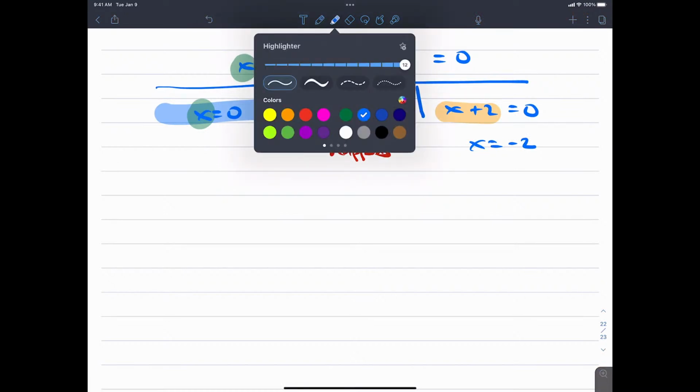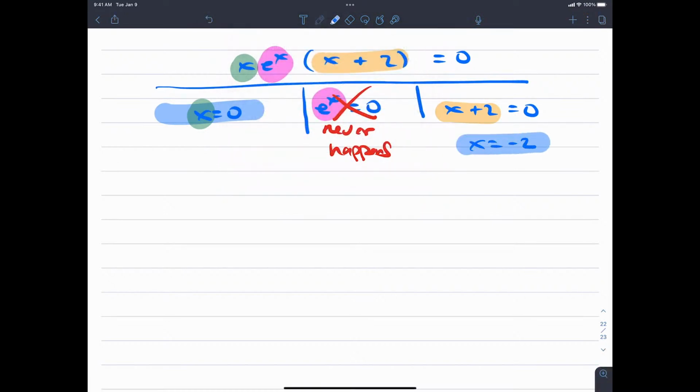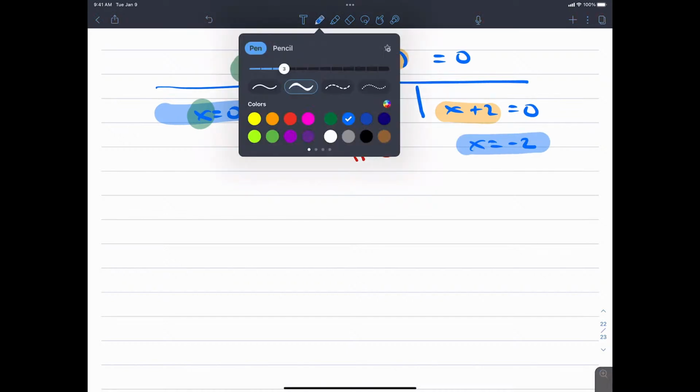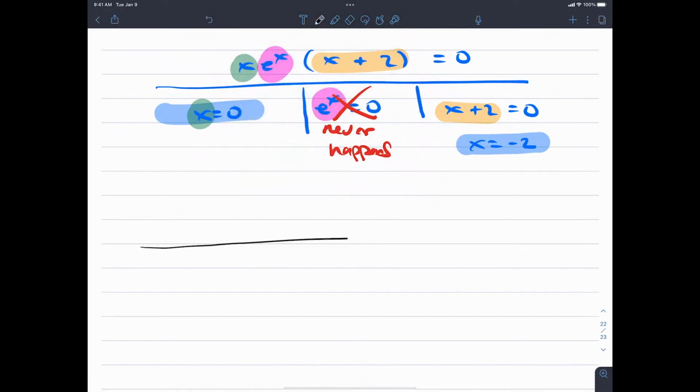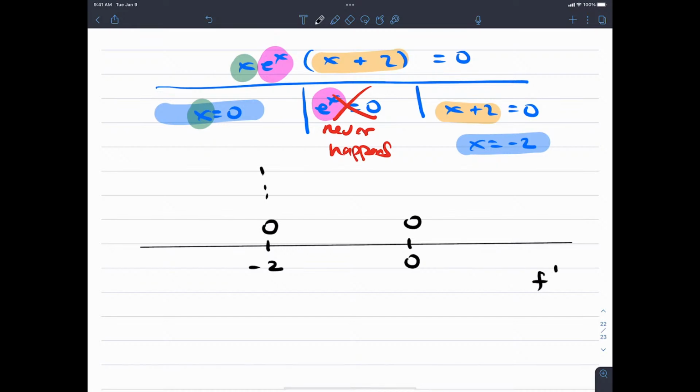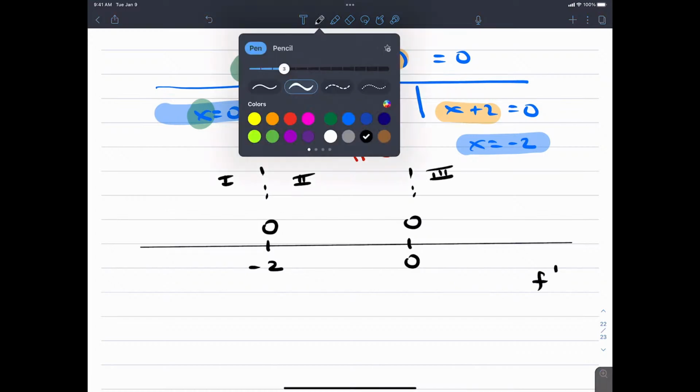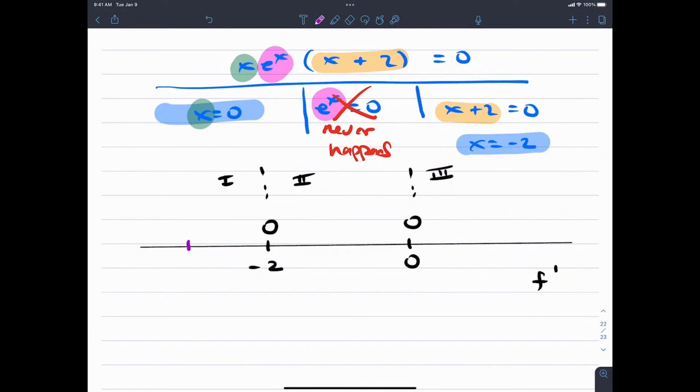-2. So I want to present that to you in a complete way, because now sign analysis, right? You have the real number line again. At -2 and at 0, the first derivative is 0. So you have 3 regions here, because remember, region 1, 2, and 3. Did they restrict your domain in this question? Nope, no restriction.